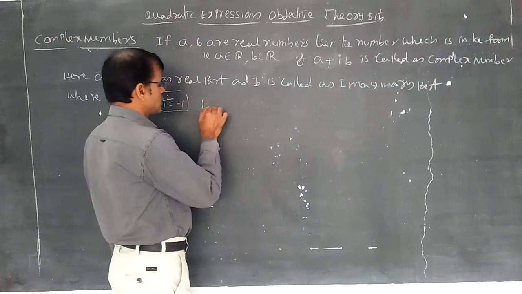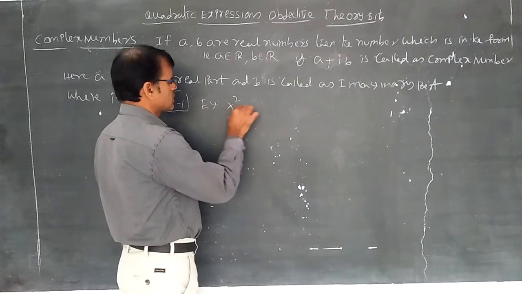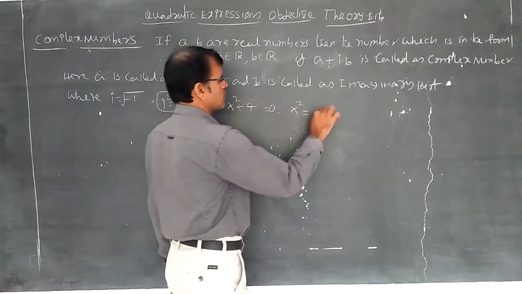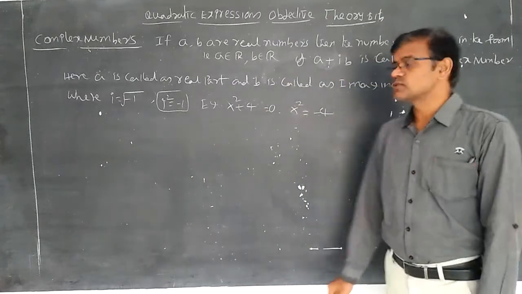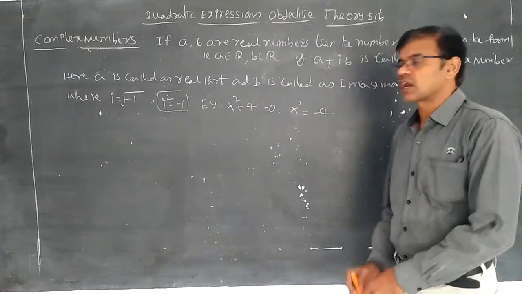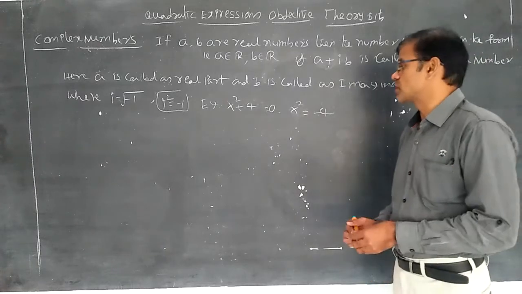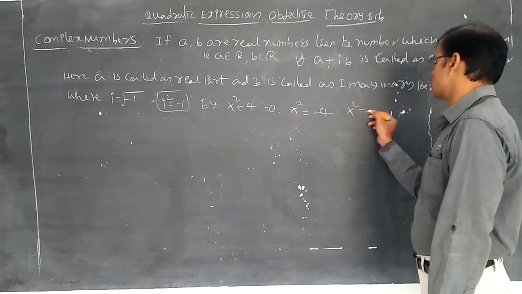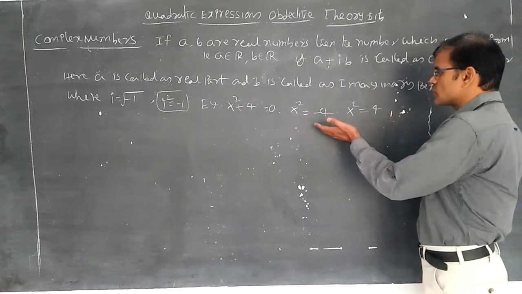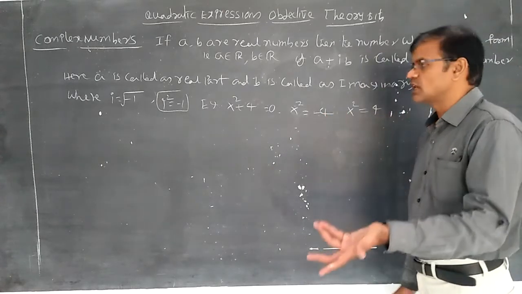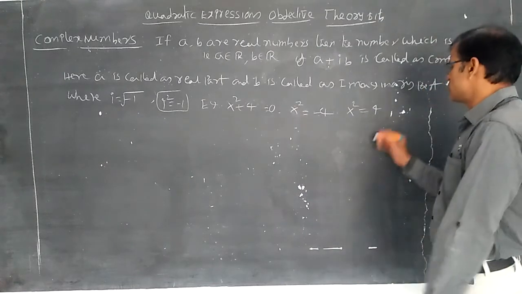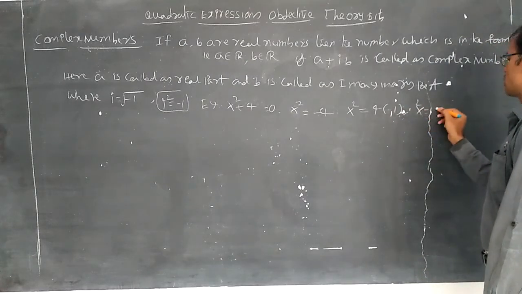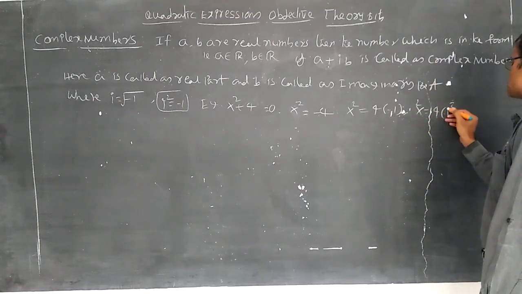To calculate, let me discuss an example. x square plus 4 is equal to 0, so x square is equal to minus 4. Plenty of times we discussed that every square should be greater than or equal to 0, but a square should not be negative. Whenever the square is negative, we create minus 1 as an imaginary. So we write 4 into minus 1, and x square is equal to 4 into i square.